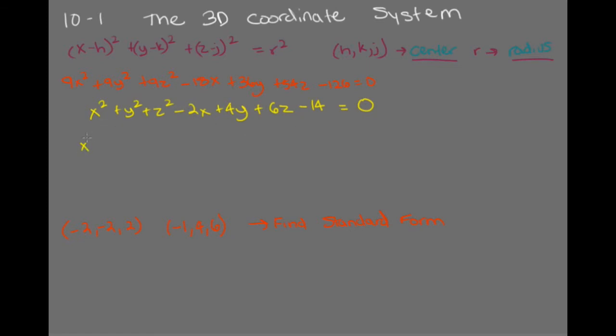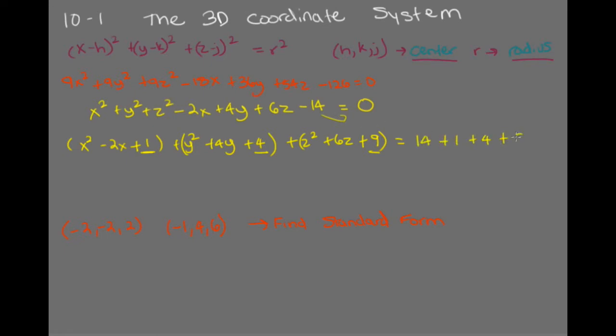So we have x squared minus 2x, and 2 divided by 2 is equal to 1. If we square that, that's going to equal 1. And I'm going to underline it because I added an extra term here. Then plus y squared plus 4y, same thing, 4 divided by 2 squared is equal to 4. I'm going to underline that too. Plus z squared plus 6z, and 6 divided by 2 is 3. 3 squared is 9. Underline that. It is equal to, we'll move this 14 over, so we get 14 plus 1 plus 4 plus 9.